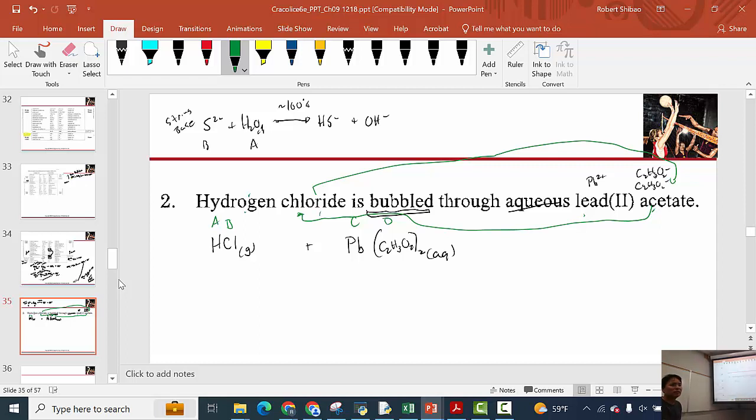Do you see that? So over here we're going to take the H plus and the acetate. Well, H plus and acetate are going to combine in what ratio? How many acetates do I need for every H plus? 1. And so it'll form hydrogen acetate and lead 2 chloride. So how many chlorides do I need for every lead? 2. So we have hydrogen acetate and lead 2 chloride.